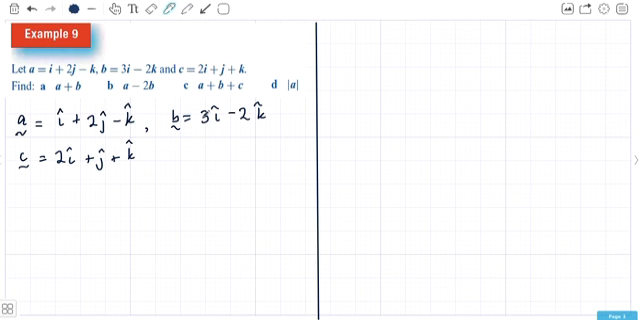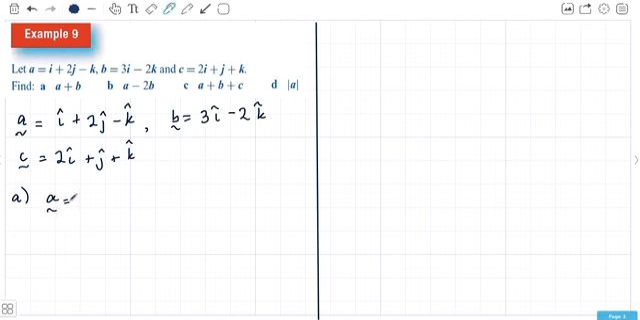You can see here B doesn't have a j component because if you can imagine, it's just going across and up. It's not going across in the Y direction. So the first question here is A. It tells us for A plus B, we need to find that vector.